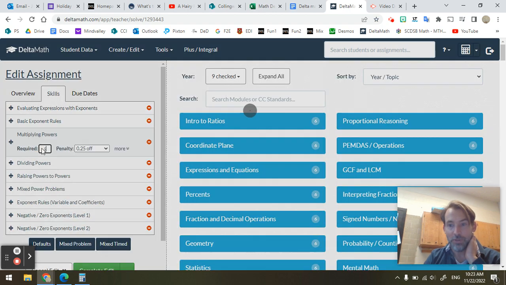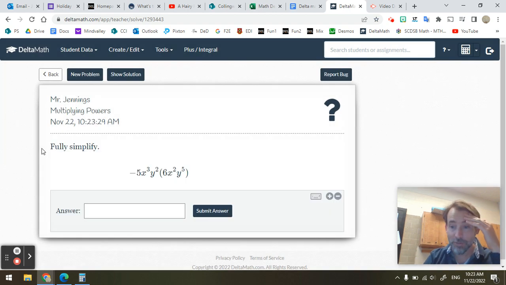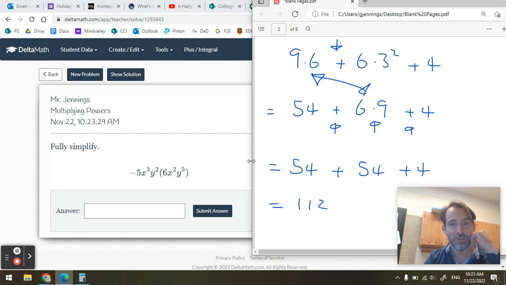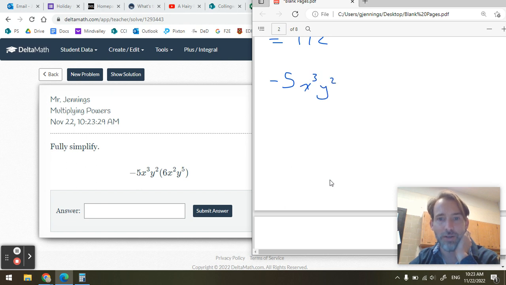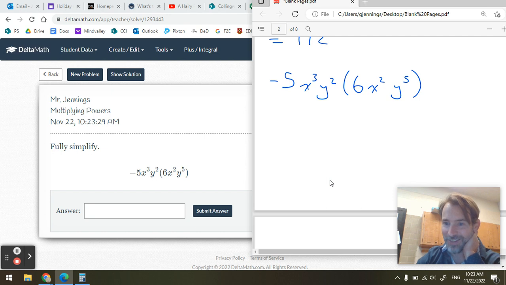Okay. And once you've reviewed those, we can look at multiplying powers. These are a little trickier because we have a variety of variables to crunch together. But here again, you just eat these elephants bite by bite. So write it out. Minus 5x cubed y squared multiplied by 6 x squared y to the 5. Wow. Well, what do we do here?